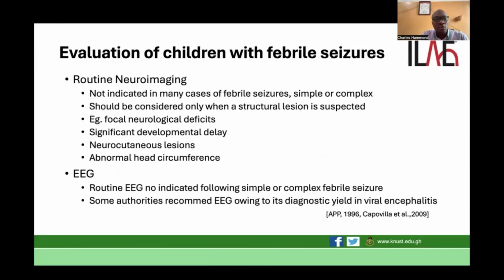The next thing to consider is neuroimaging. Routine neuroimaging, especially in resource-poor settings, is not indicated when the child presents with febrile seizures, whether simple or complex. It should only be considered when a structural lesion is suspected, such as children presenting with focal neurological deficits, or children having significant developmental delay, or children with neurocutaneous lesions. And some children with abnormal head circumference, whether micro or macrocephaly, should have neuroimaging done.